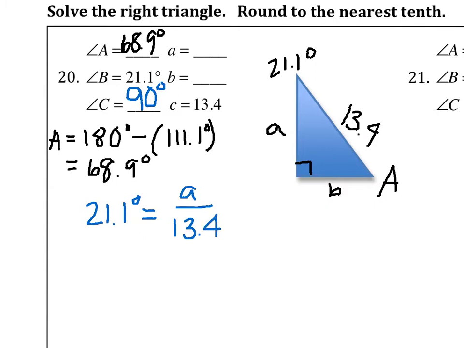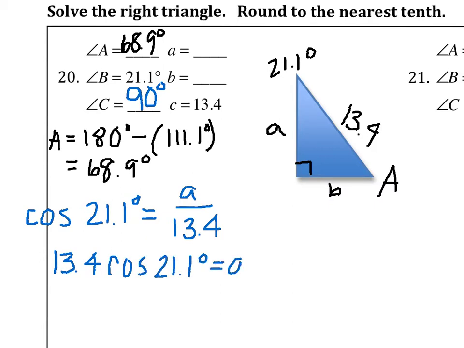So if I look at angle B, which is up here, A would be the adjacent side, and 13.4 is the hypotenuse, so I know that that would be cosine. So I'm going to do 13.4 times the cosine of 21.1 degrees equals side A. So side A is 12.5.